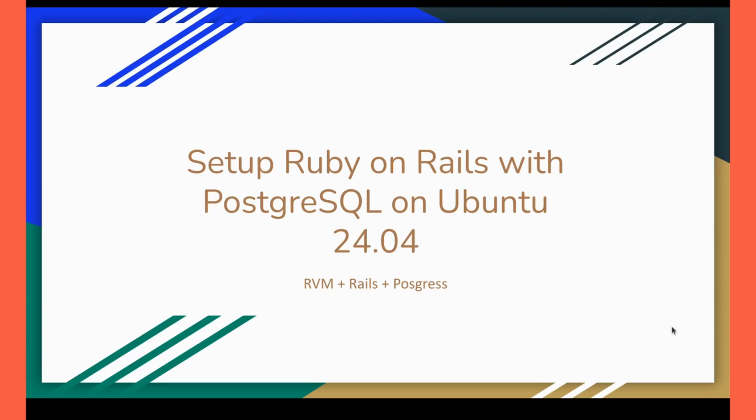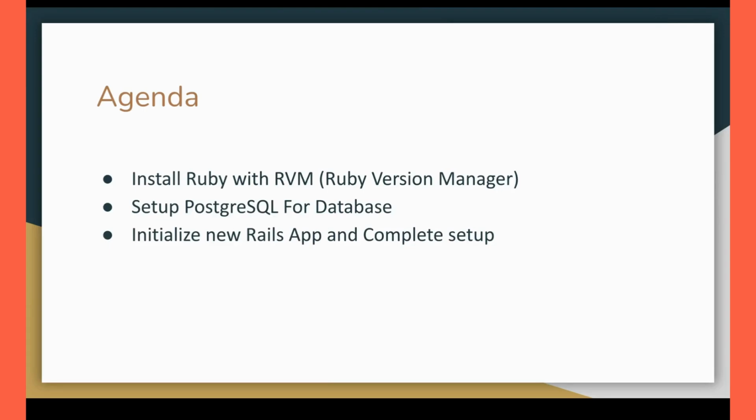Hello friends, in this video I will cover how to set up Ruby on Rails with PostgreSQL on Ubuntu 24.04. So: installing Ruby with RVM, setting up Postgres for the database, initializing a new Rails app, and completing the setup.